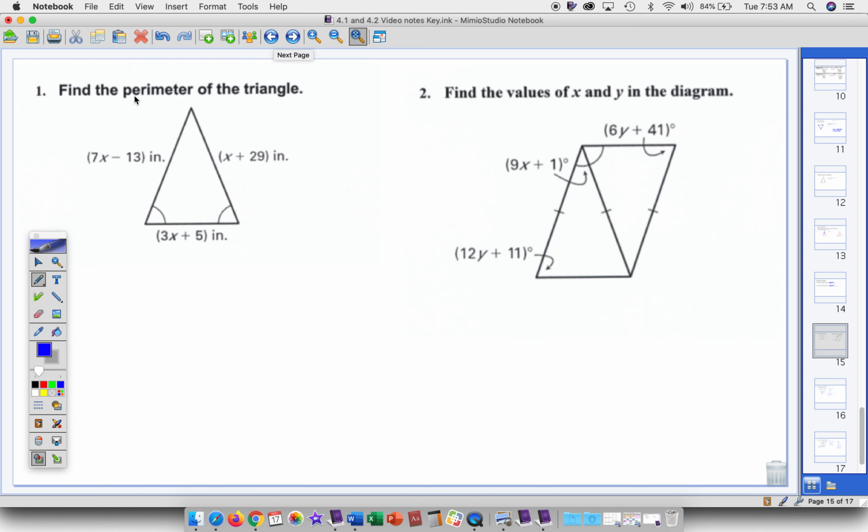So I'd like you to try these two problems. Pause the video, and when you're done, come back and we'll compare solutions.